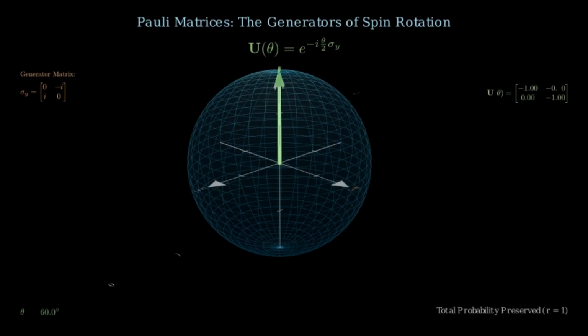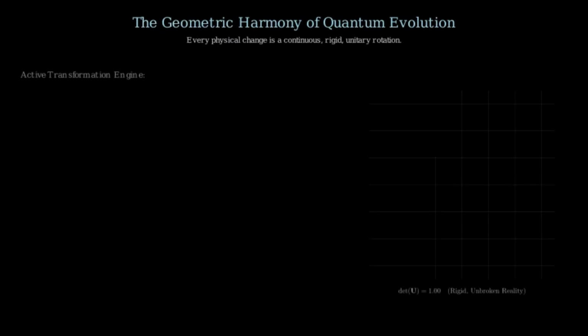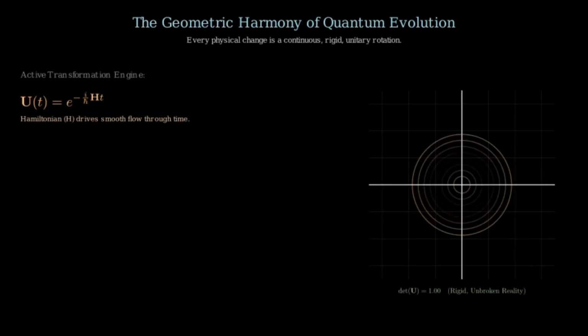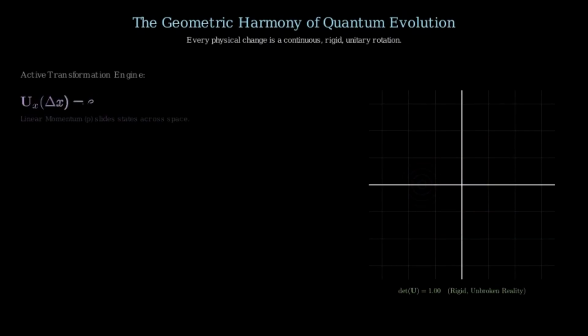Whether a quantum state flows smoothly through time via the Hamiltonian, slides across space via linear momentum, or spins via angular momentum, the unobserved universe is a masterclass in geometric harmony. Every single change is a continuous, linear, unitary transformation, a rigid rotation where the determinant holds firmly at 1, keeping reality beautifully intact. Together, these three operations form the ultimate trifecta of quantum motion. Time evolution, spatial translation, and spatial rotation completely describe the physical dynamics of a quantum system.